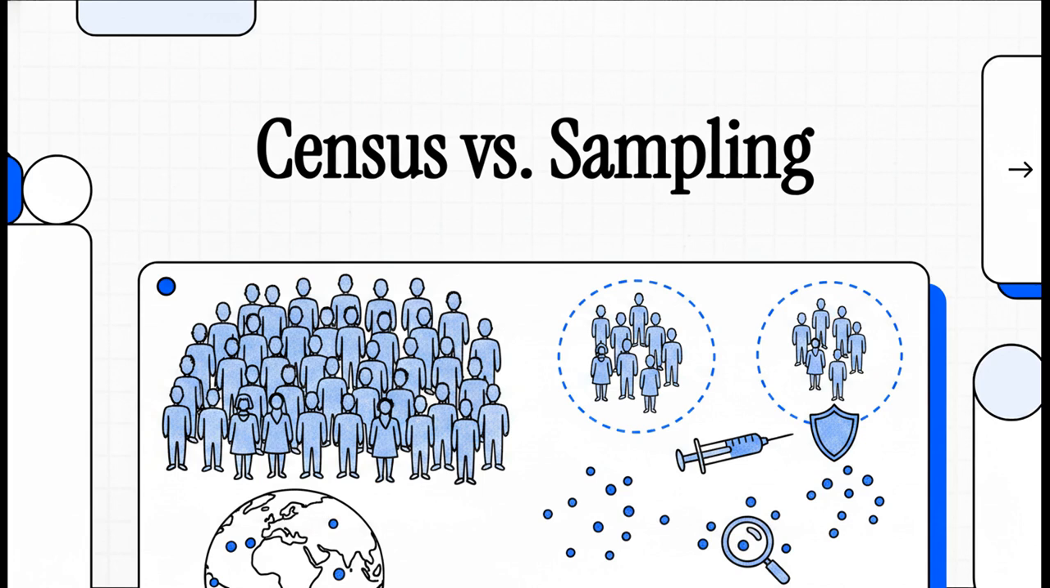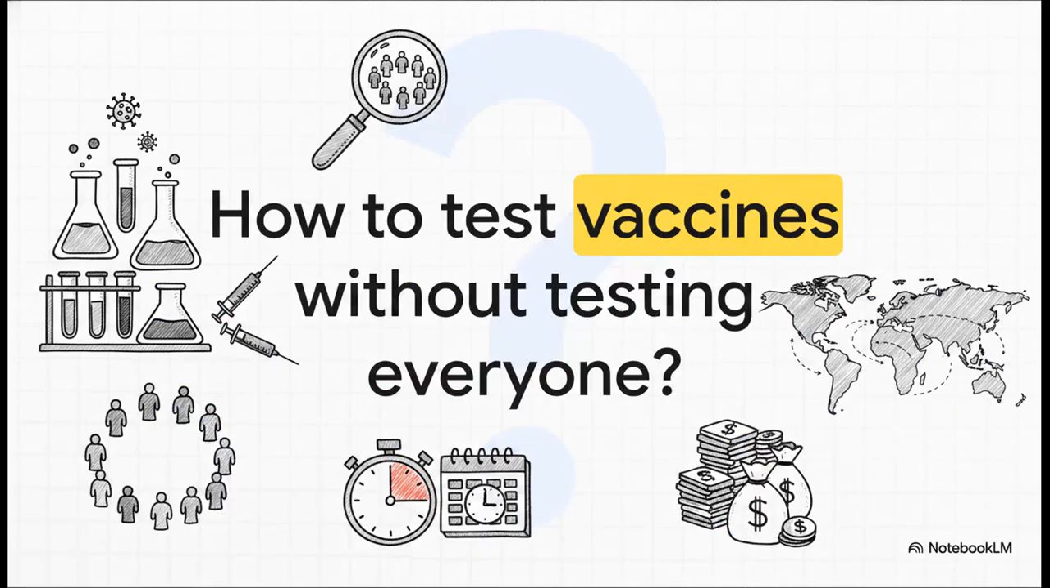Today, we're going to unpack what I like to call the great data collection dilemma, the epic, ongoing battle of census versus sampling. Seriously, think about it. How do we actually know if millions of vaccines work without testing, well, millions of people? We simply can't run clinical trials on every single individual on the planet all at once. It's geographically, financially, and temporally impossible.